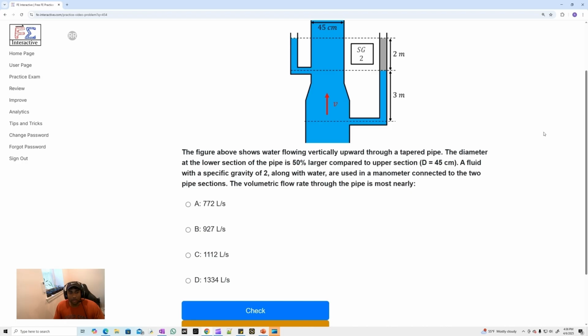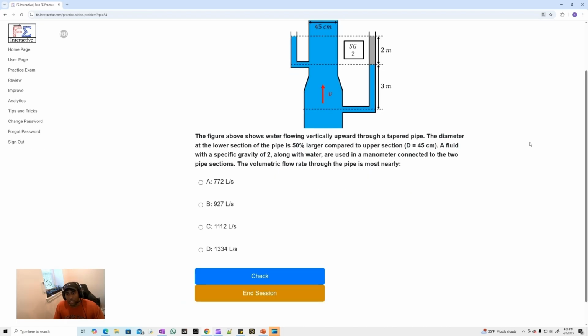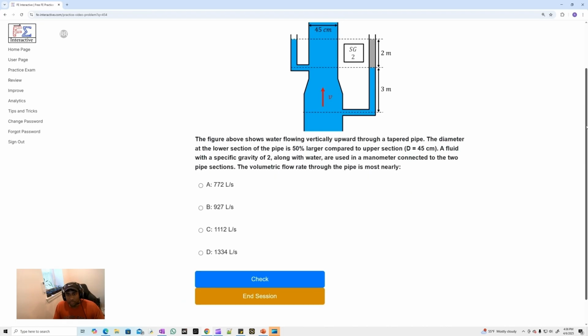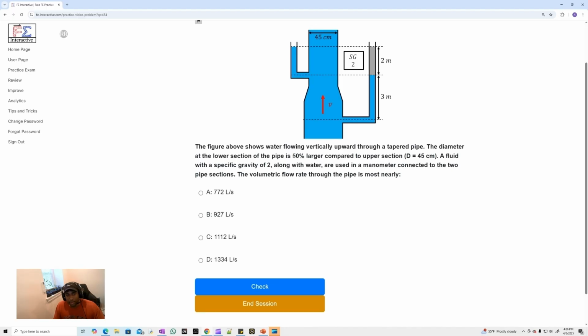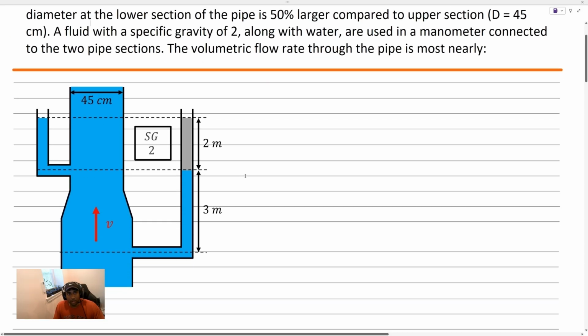It says, the figure above shows water flowing vertically upward through a tapered pipe. The diameter at the lower section of the pipe is 50% larger compared to the upper section. A fluid with a specific gravity of 2, along with water, are used in a manometer connected to the two pipe sections. We're looking for the volumetric flow rate in the pipe. Let's transfer this to a clean sheet of paper here.